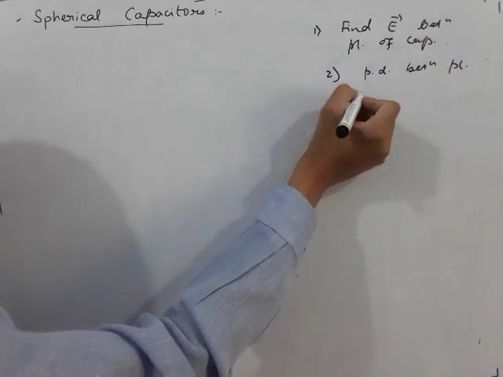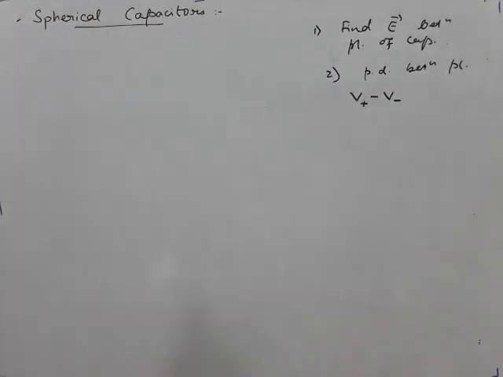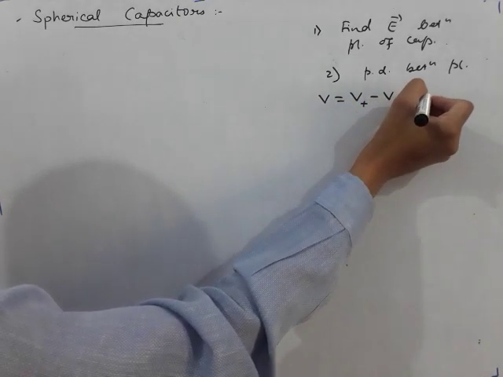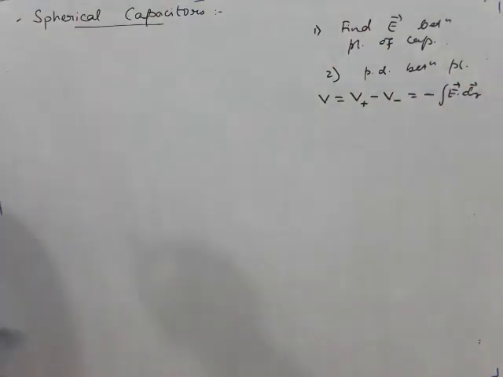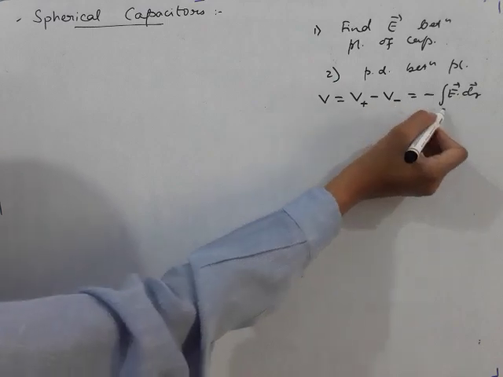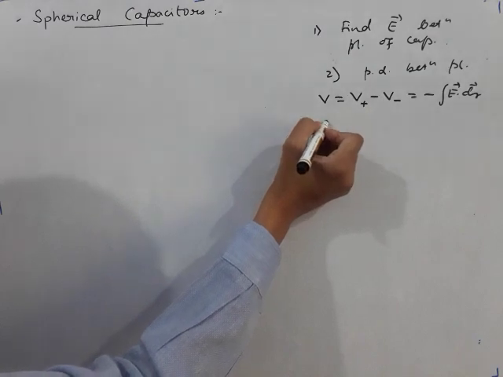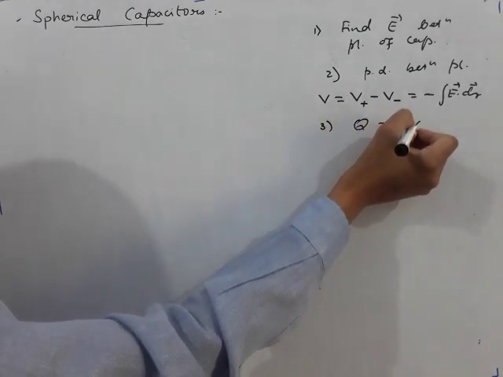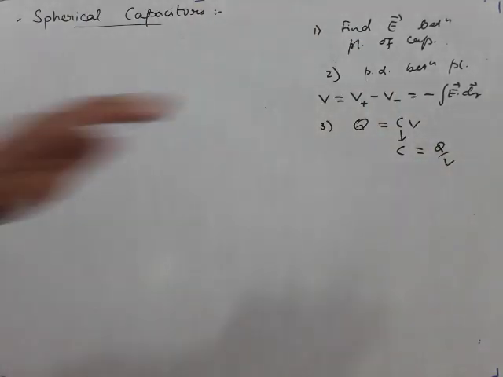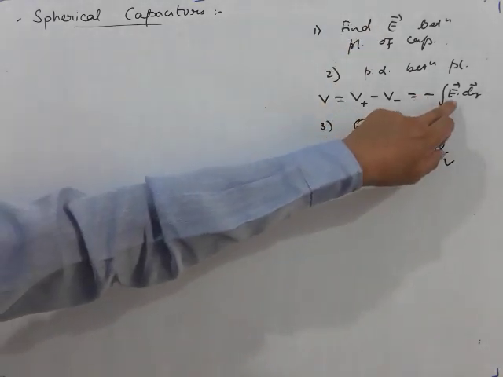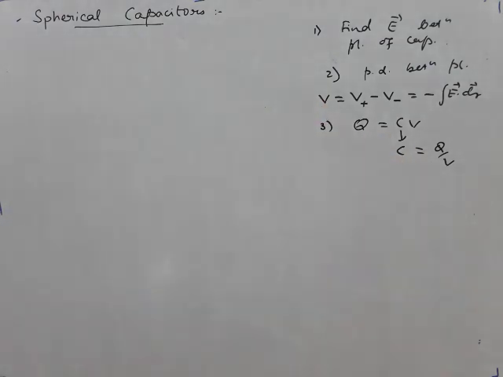How will you find that? Potential difference between the two plates, you can write it as V equal to V plus minus V minus, and that is given by the formula minus integration of E dot dr from one plate to the other plate, meaning from the lower potential plate to the higher potential plate. And then third step, use Q is equal to C times V to find capacitance as Q by V. These are the three important steps. First find E, then use the formula minus integration E dot dr to find the potential difference V, and then use the formula Q is equal to CV to find C.